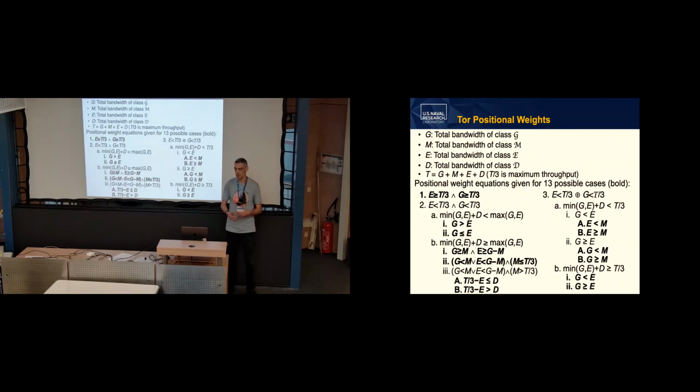So there are 13 of these cases. Those are the ones I highlighted in bold. Those are the leaves of the decision tree for which there are actually a set of weights defined.